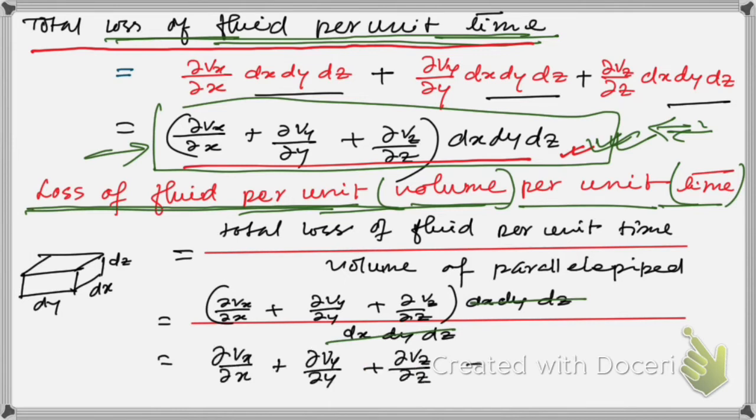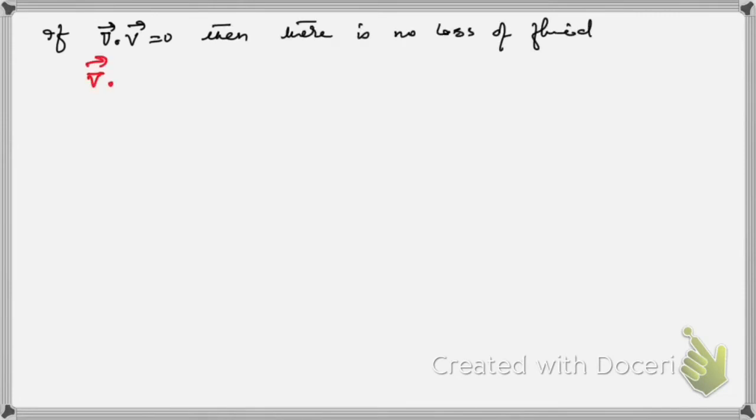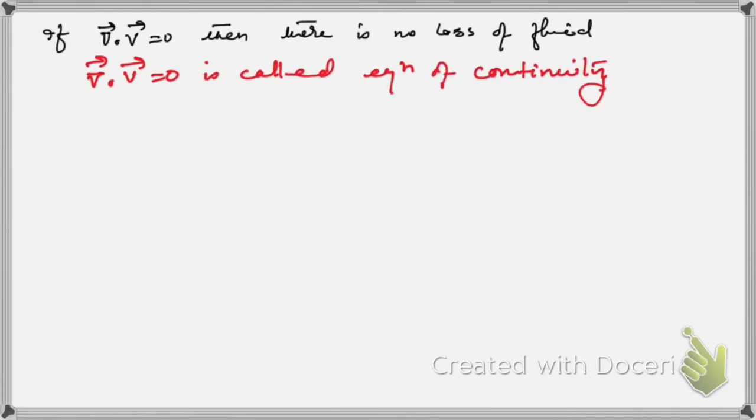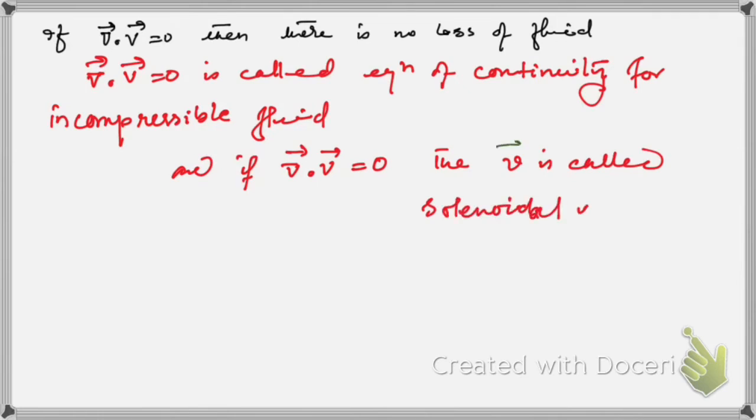So this is nothing but divergence of V, right? Or you can write del dot V. This is the divergence of V. So this is the physical meaning of divergence. So here you see, this is exactly true when dx tends to 0, dy tends to 0, dz tends to 0, right? And write a few more important things: if del dot V is 0, then there is no loss of fluid, right? And it is called equation of continuity for incompressible fluid. And if divergence of V is 0, then V is called a solenoidal vector. This is a solenoidal vector function, right?